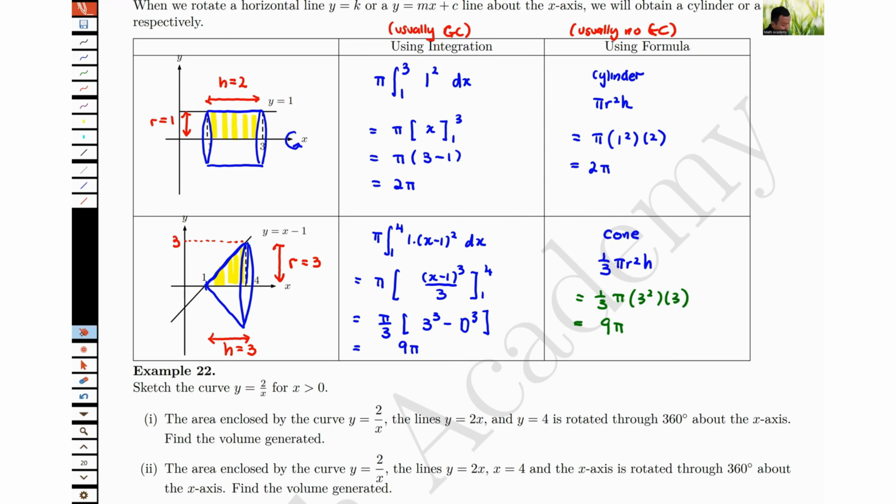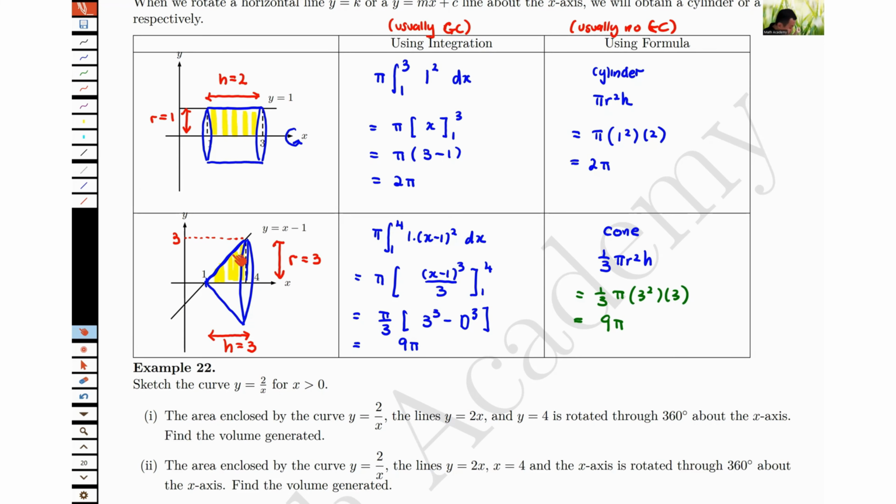So in general, a horizontal line rotated can give you a cylinder. A slanted line that touches the x-axis will give you a cone. But it's up to you whether you want to use the formula or integration. Both are fine.